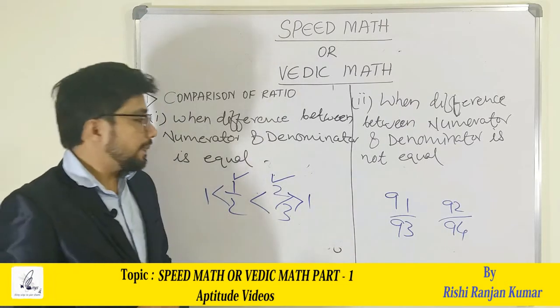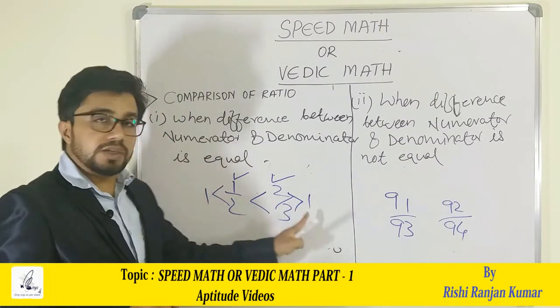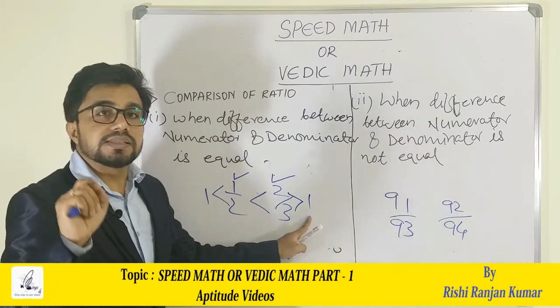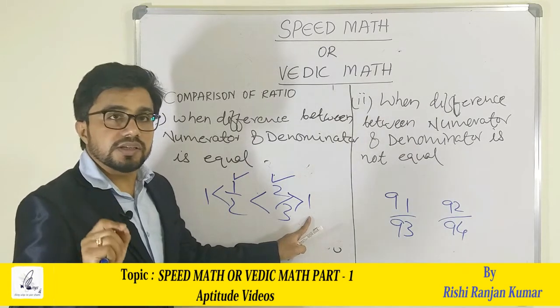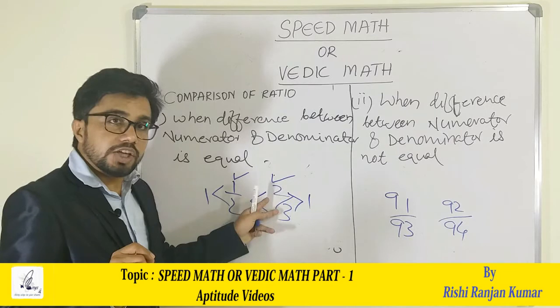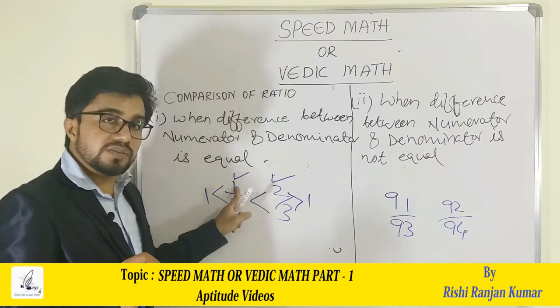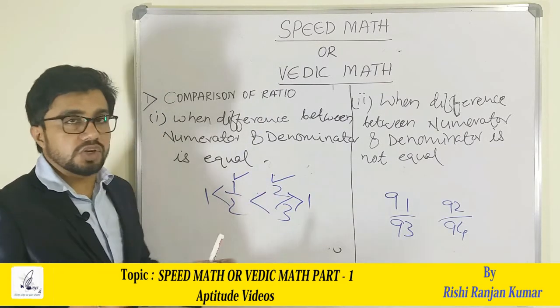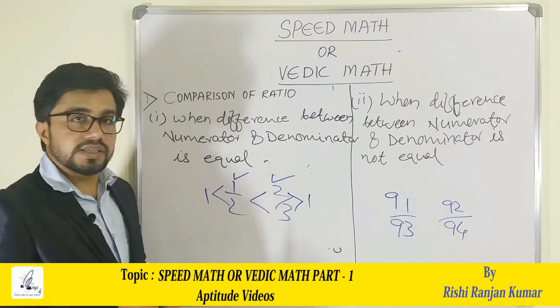Let me repeat once again. When the difference is equal, in that case, just compare the numerators. If the numerator is bigger, the ratio is bigger. If the numerator is smaller, the ratio is smaller. That's all. That was the first case.